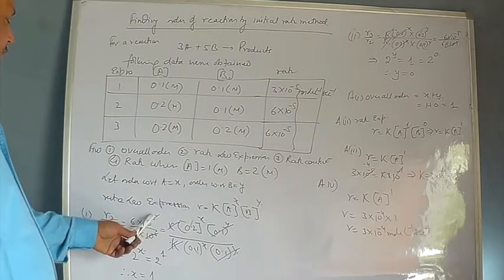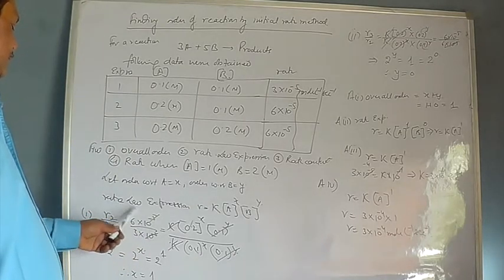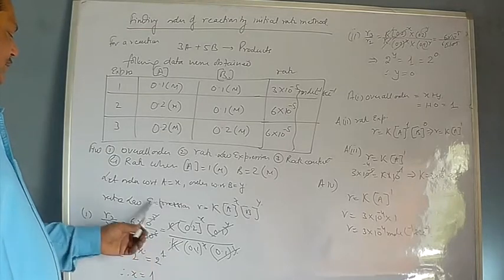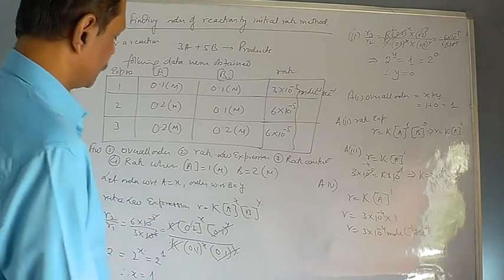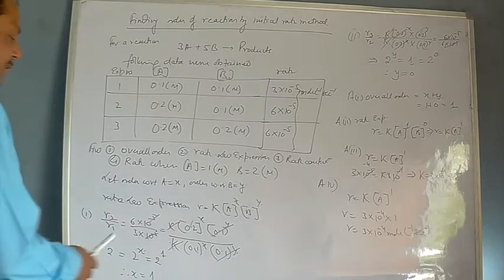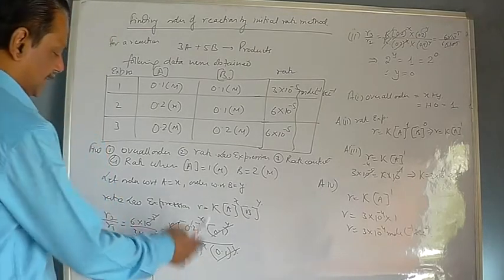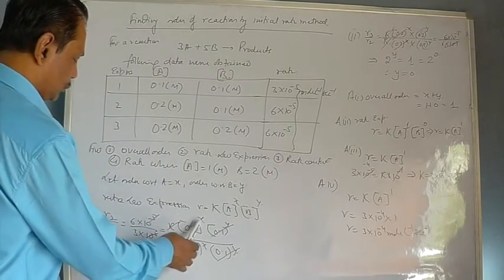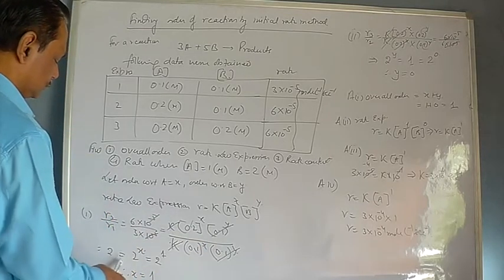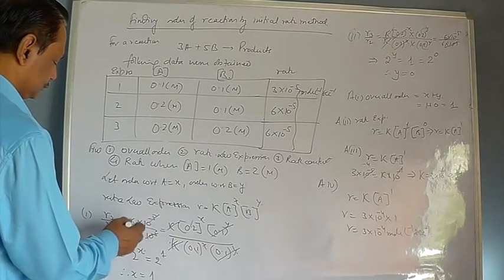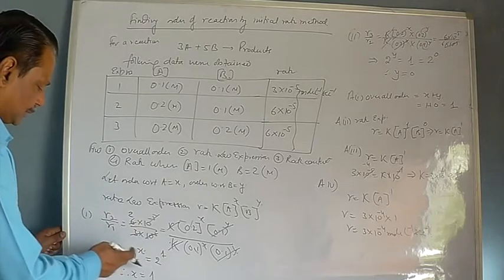Now 10 to the power minus 5 goes with 10 to the power minus 5. We are left with here 2. K goes with K. 0.1 to the power Y, 0.1 to the power Y, they also get cancelled. Decimal cancelled. 1 to the power X is 1. So we get here 2 to the power X equals to 2.